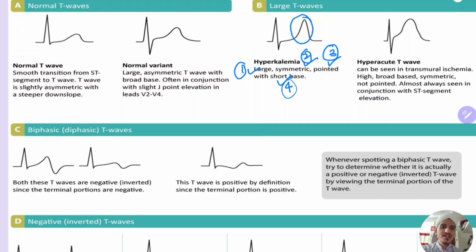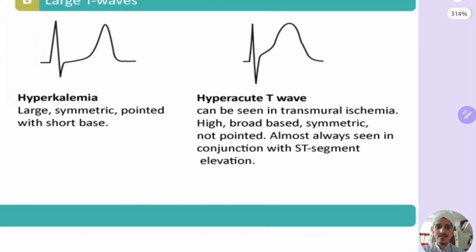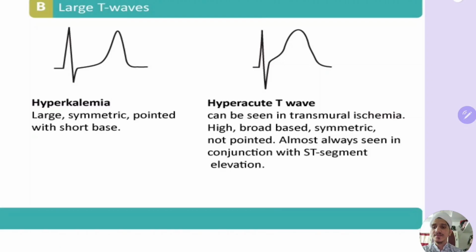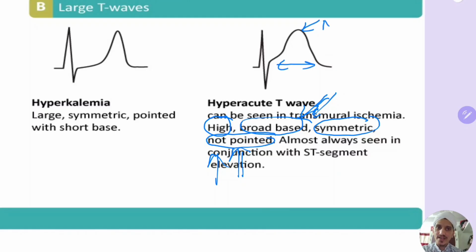Now, in contrast to that, you see here in the hyperacute T wave, which is a characteristic feature of STEMI, in transmural ischemia you will see high, not large, high, broad-based, symmetric, not pointed. So this is the difference. Two important differences are that it is broad-based and not pointed. It is broad-based and the apex is not pointed. Here it is short-based and pointed.